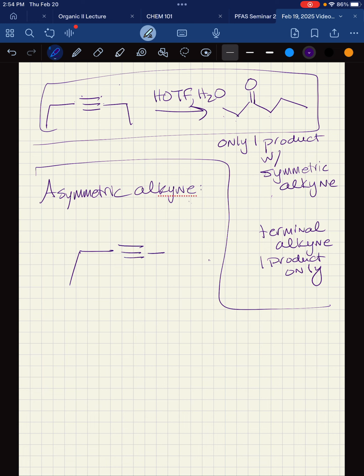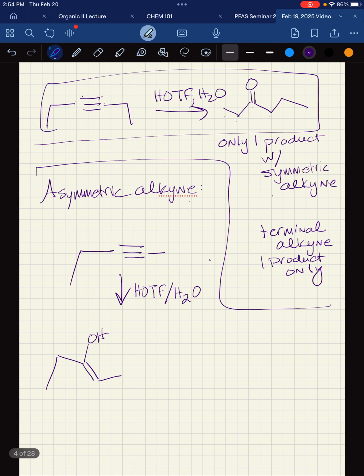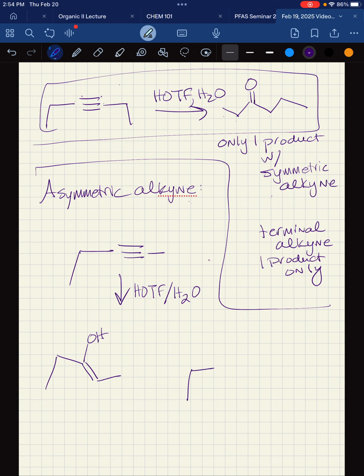Okay, let's say this is our substrate. Again, we're going to use triflic acid and water. So here we have the possibility of the hydroxyl adding on the left. And then I also have the possibility of the hydroxyl adding on the right. All right, so those are 2 distinct enols. They're different from each other. We would give them different names regardless of the stereochemistry.